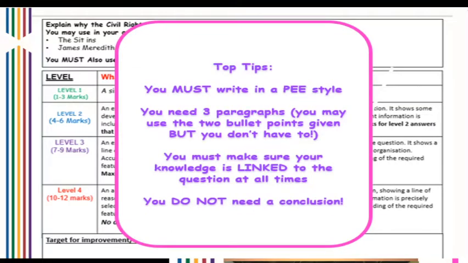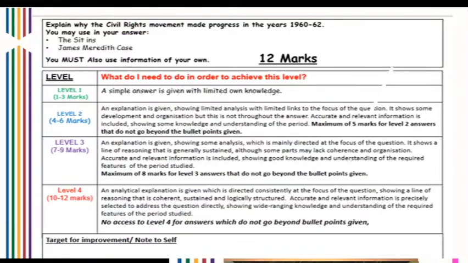And you do not need a conclusion. This is just simply asking us to explain the reasons why there was progress in the civil rights movement. It's not asking us to come to a judgment on it or which reason's the most important. We don't have to start comparing them, linking them together. Obviously, there's no sources or interpretations to use. So this is purely an own knowledge question, and we don't need any form of conclusion or intro. Don't waste your time doing an intro. Just 3 key paragraphs is the best way to approach this question.